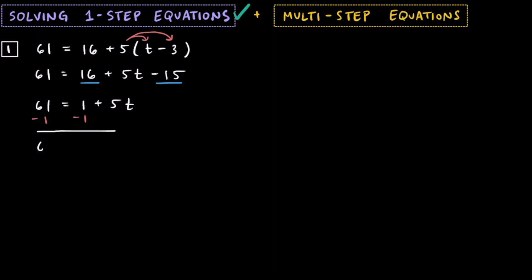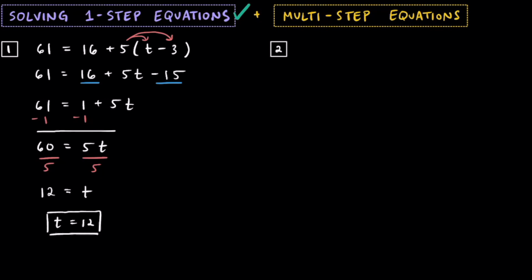61 minus 1 is 60, so 60 is equal to 5t. And if we want to get a coefficient of 1 here, we have to divide both sides by 5. 60 divided by 5 is going to be 12, so 12 is equal to 1t, or just t. So t is equal to 12. There would be our answer for this first one.